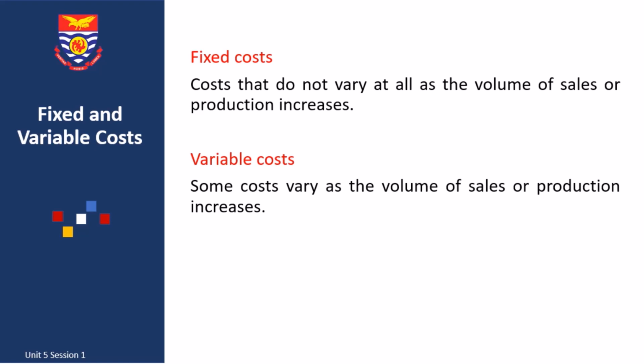So the fixed costs are costs that do not vary as the unit or volume of production increases or falls. We don't care. It is fixed no matter what happens. Then variable costs are costs that vary as the volume of sales or production changes.